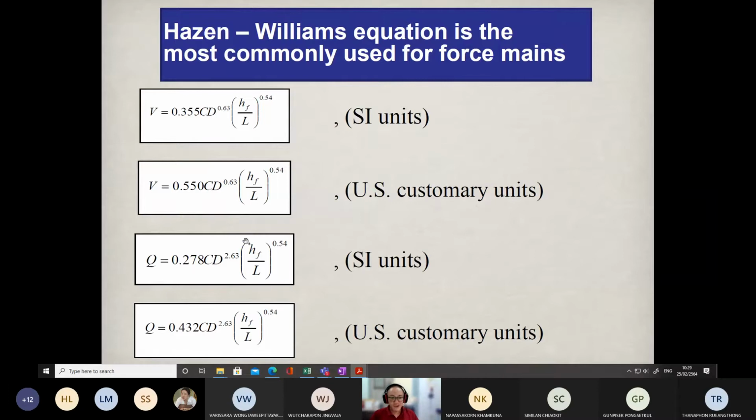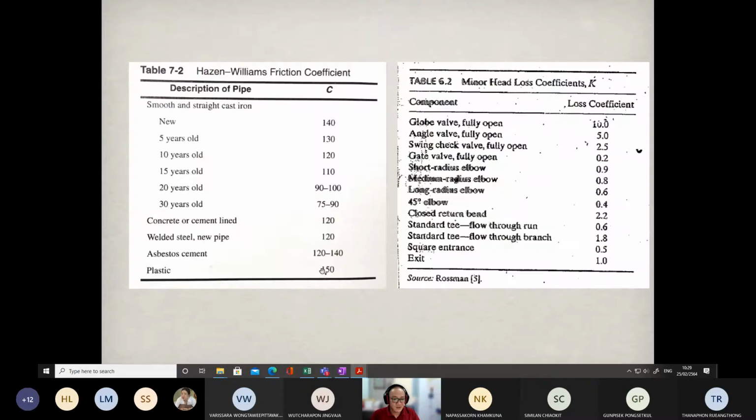Now, Q is equal to AV. So pi d squared divided by 4, you get this equation in terms of the SI unit. For the Hazen-Williams friction coefficient C, for example, it depends on the type of pipe material, such as smooth and straight cast iron.